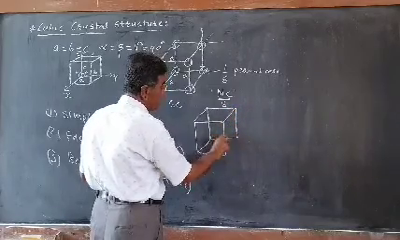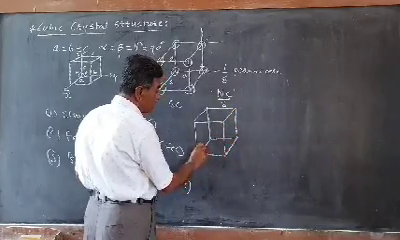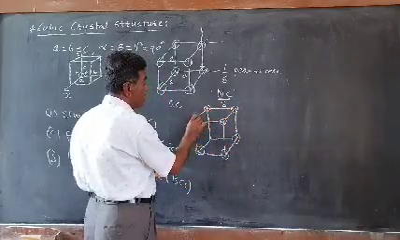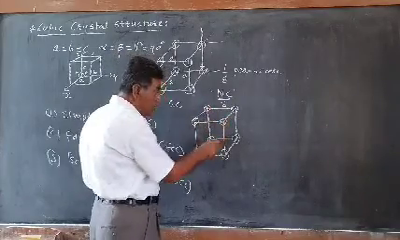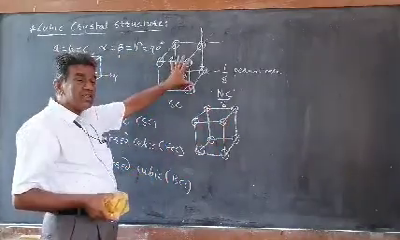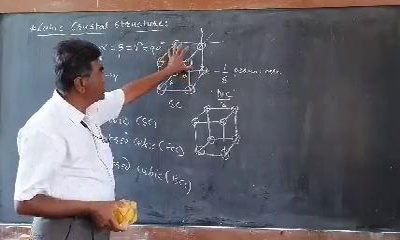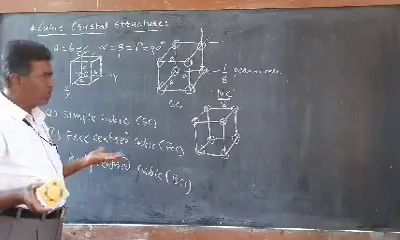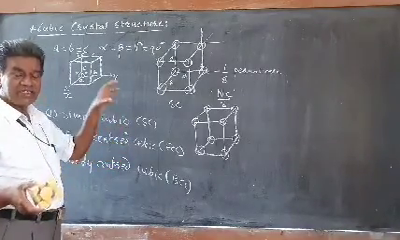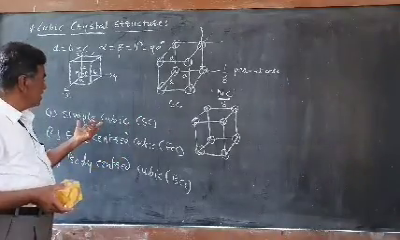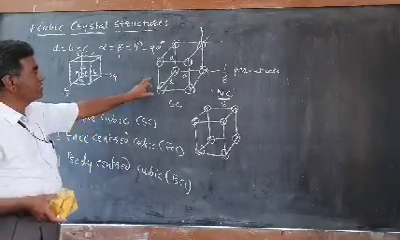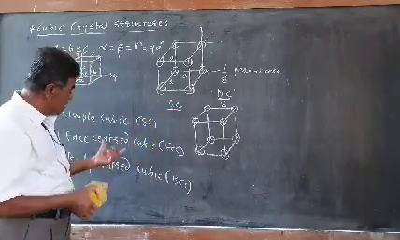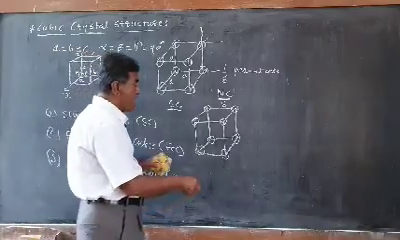Consider the case where the 8 corners are occupied by atoms like this. If only the corners of the unit cell are occupied by atoms, it is known as simple cube. There are no extra atoms located at other places, that is, the interior or the center of the faces. Then only corners are occupied by atoms, and it is known as simple cube, that is SC.